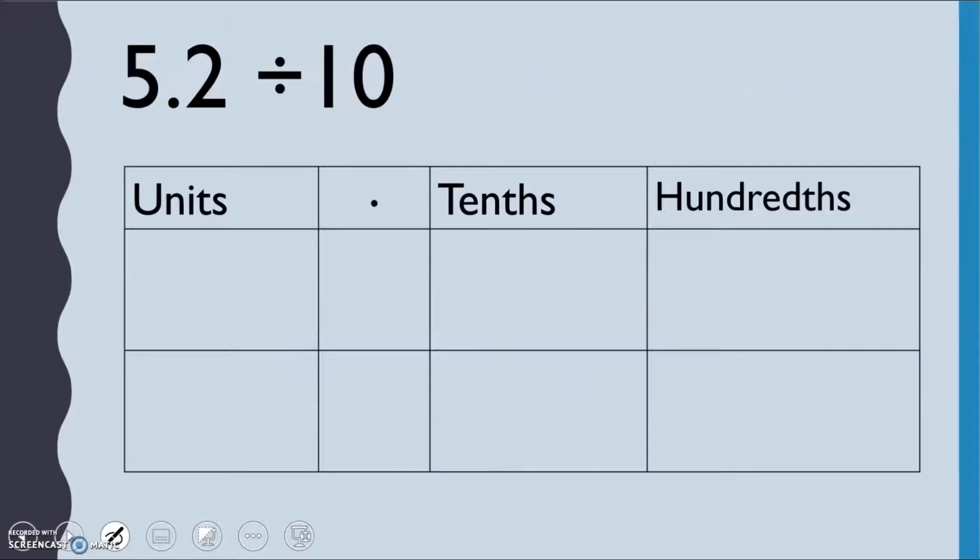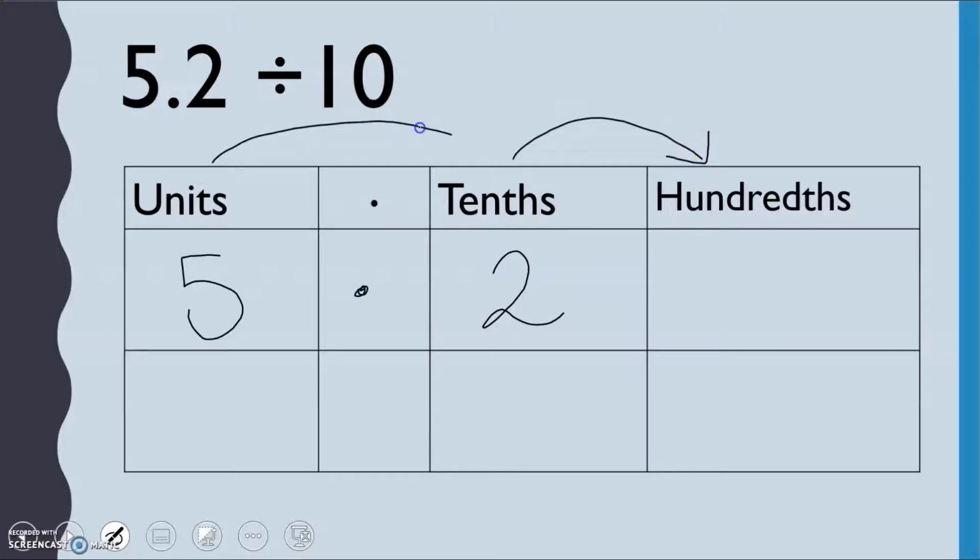Dividing by 10, remember dividing is the opposite of timesing, so if I've got 5 units, my decimal point and 2 tenths, and I'm dividing by 10, everything's going to move down a place value to get smaller. So tenths are going to go down to hundredths, units are going to go down to tenths. So this time my 5 is going to move into the tenths column, my 2 into my hundredths, and to make this make sense I need to put a 0 at the start and fill in my decimal point there.